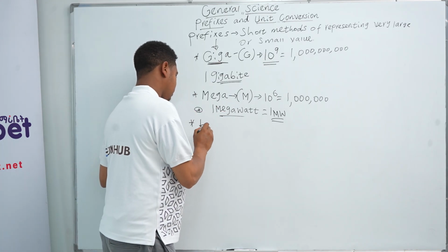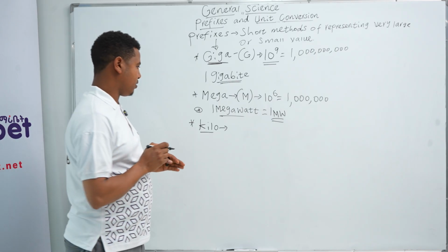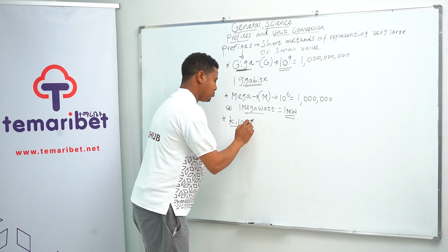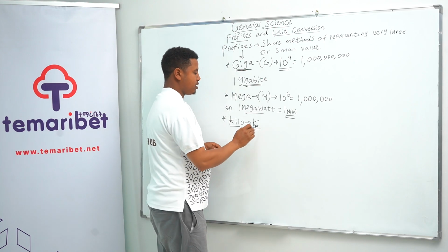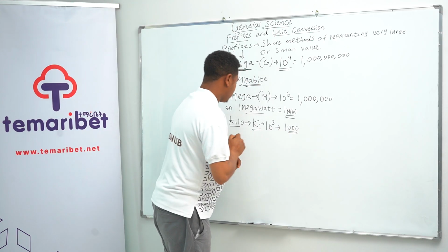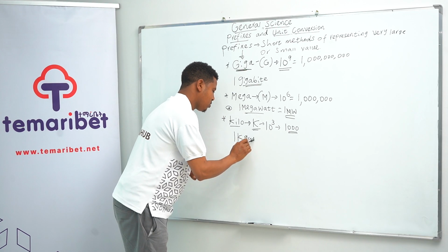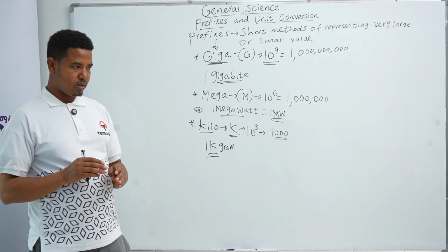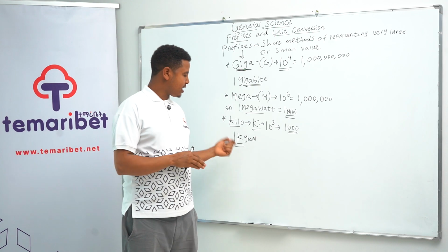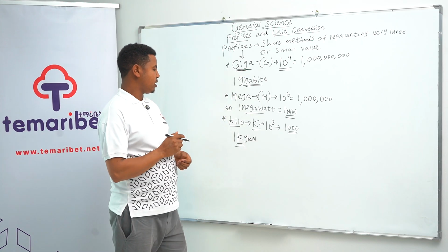The other one is kilo. This is the most commonly used prefix in our day-to-day life, especially in measurement of length and mass. So kilo in short, it's written as K, which means 10 to the power of 3, which is equivalent to 1000. For example, if we say 1 kg or 1 kilogram, the K stands for 1000. So instead of saying give me 1000 gram of sugar or something, we can say give me 1 kilogram of sugar easily. So this is a short way of representing very large values.